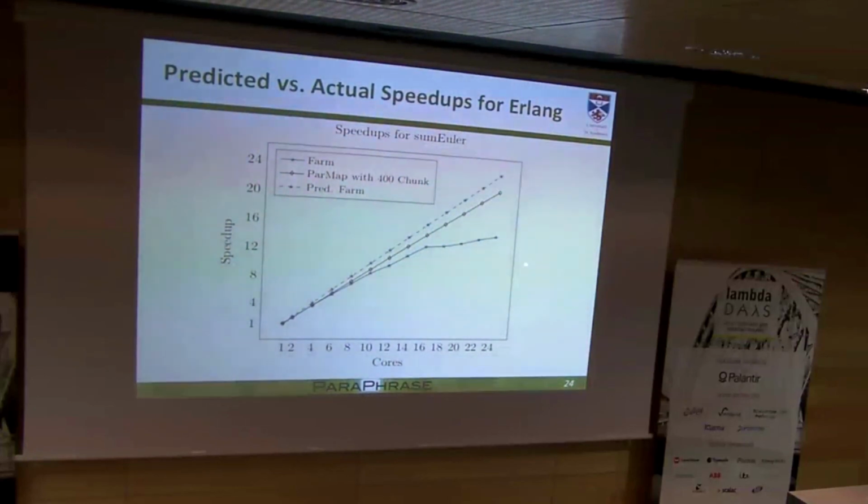So what the tool comes back with and says is, if you use chunking, so if you group your tasks into groups of 400, you're going to get a speedup of here. So you're going to get linear speedup. So he does that, and in reality it's close, but it's not exactly there. So it's about a 22 speedup. So that's pretty impressive, I think.